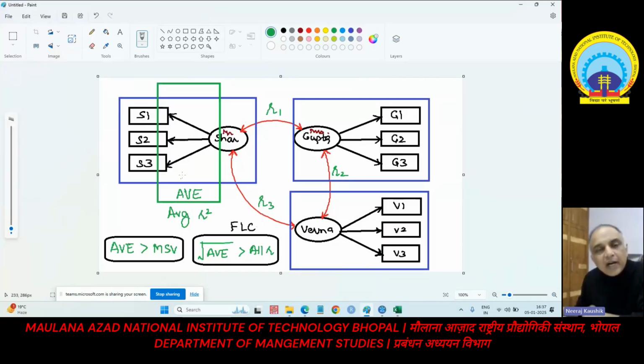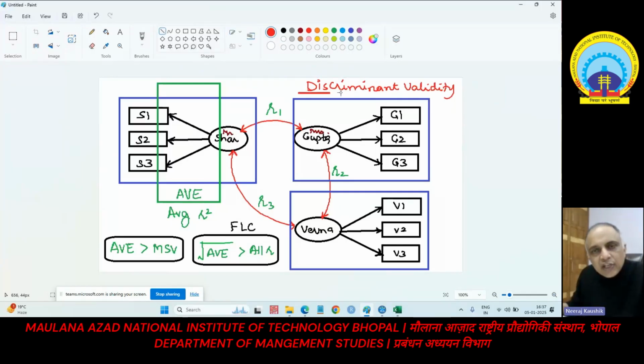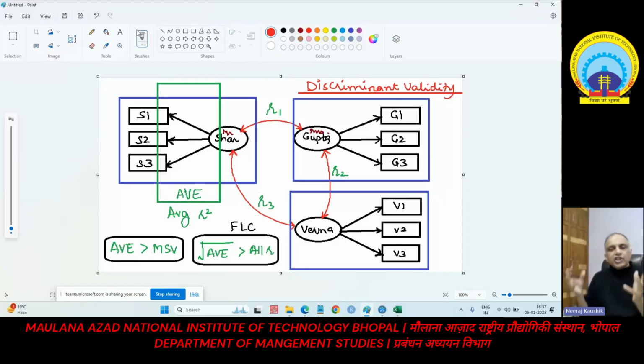That's a good one. People are able to understand this is a separate construct, this is a separate construct, all three are separate constructs. That's a wonderful thing. And we will say our discriminant validity holds true. What is discriminant validity? Ability to distinguish between the various constructs. How to know? The relation between the construct and its items is stronger, and the relation between the different constructs is there, but it is not that high.